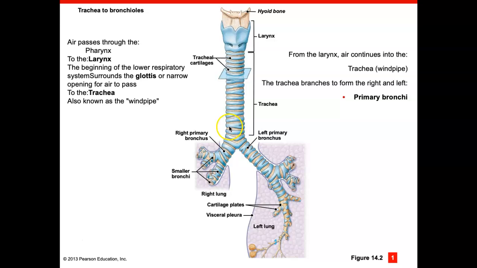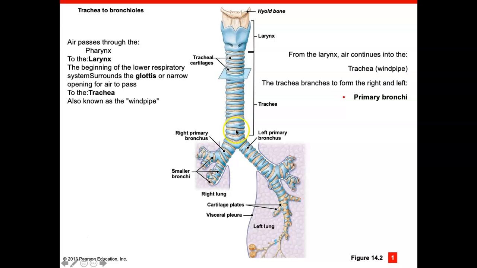So air passes in the nose, past the pharynx to the larynx. And the larynx is the beginning of the lower respiratory system. There is an opening there called a glottis, and the air passes past that glottis, and then air passes to the trachea. The trachea is also known as the windpipe.